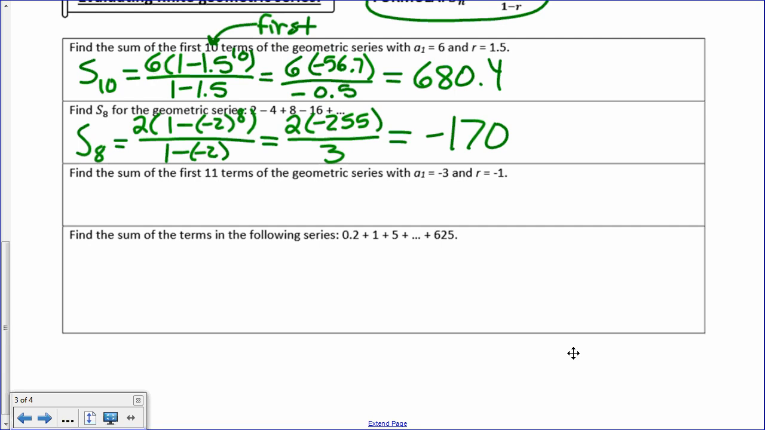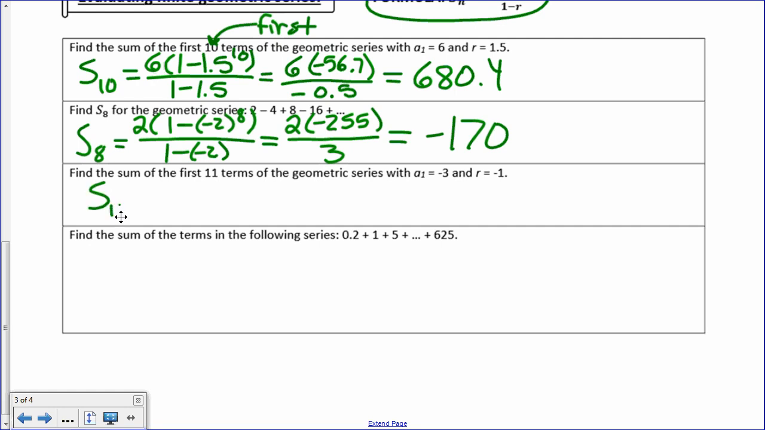Alright, what did you guys get? Negative 3 is what you should have gotten. Alright, so what does this 11 have to do with anything? That's the n. Remember for S sub n, n tells you how many terms you're supposed to be adding up. So look for that number. It serves the same purpose as it did for the a sub n formula. It tells you how far you're going out in the sequence.